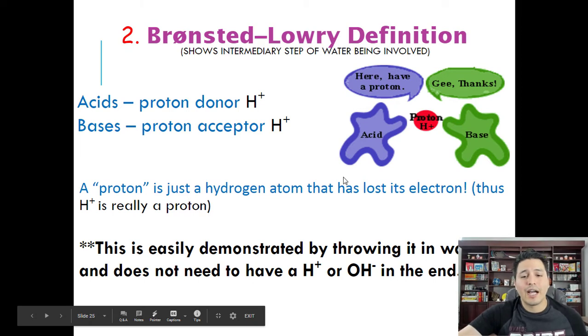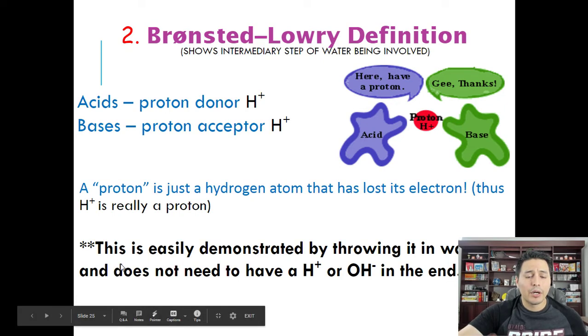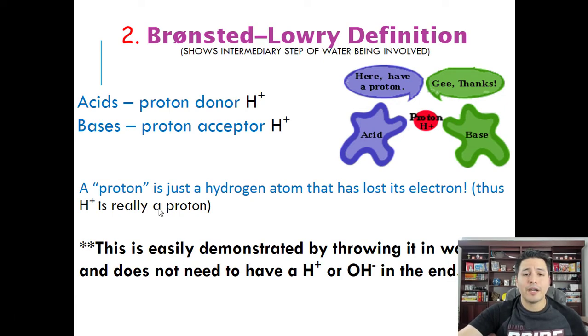A proton is just a hydrogen atom, right? A proton is just a hydrogen atom that has lost its electron. And that makes sense because this is why it's positive, because there's no electron, which leaves you with that positive 1 charge. All right, so we can easily demonstrate acid and base reactions by throwing it in water. You don't have to throw it in water when you're talking about the Bronsted-Lowry definitions, because you're just going to say, hey, does it donate a proton? Yes or no, and that's going to dictate whether it's an acid or base.